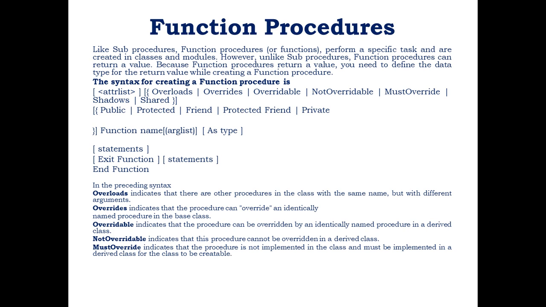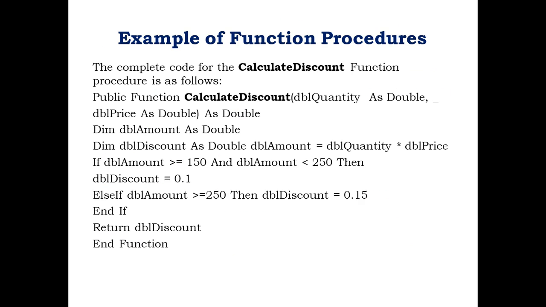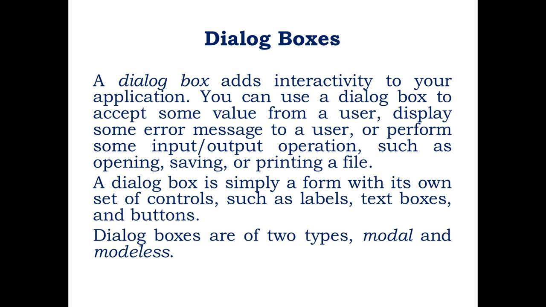Again it is repeated the same as for sub procedures: overloads, overrides, overridable, not overridable, and must override. Then again the example of a function procedure. The complete code for the CalculateDiscount function procedure is as follows. CalculateDiscount, the same thing, Function as Double, the argument list is dblQuantity and dblPrice. It is the same as a sub procedure, but here we use Return dblDiscount and then End Function.